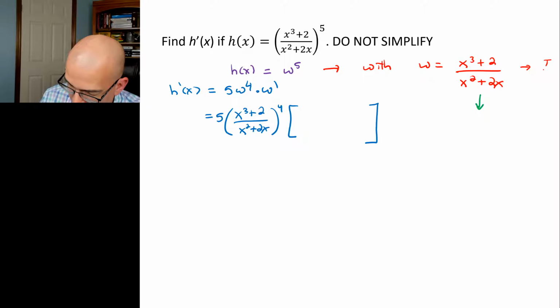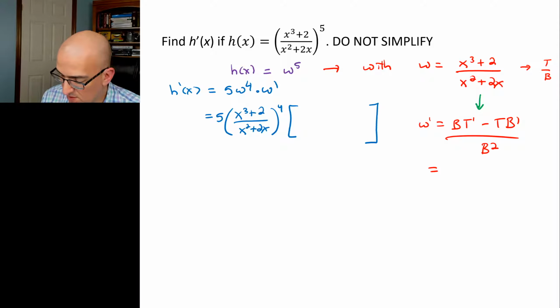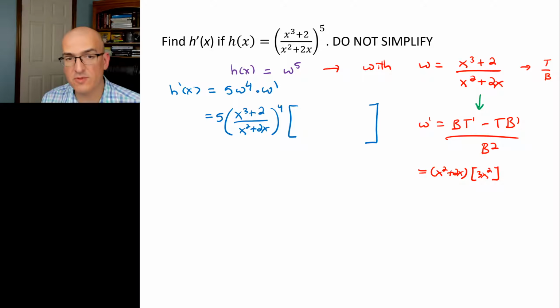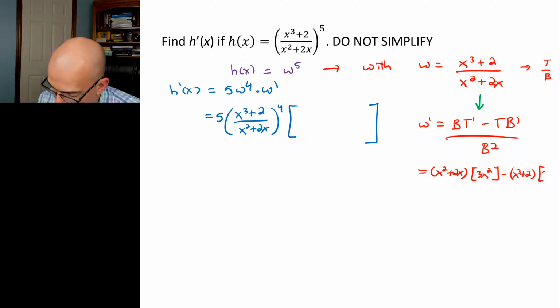So this is a t over b type derivative. W prime is b t prime minus t b prime all over b squared. So the bottom function is x squared plus 2x. T prime, the derivative of x cubed plus 2, is 3x squared plus 0, but there's not usually a point to write the plus 0, minus the top function, which is x cubed plus 2, times the derivative of the bottom, which is 2x plus 2.